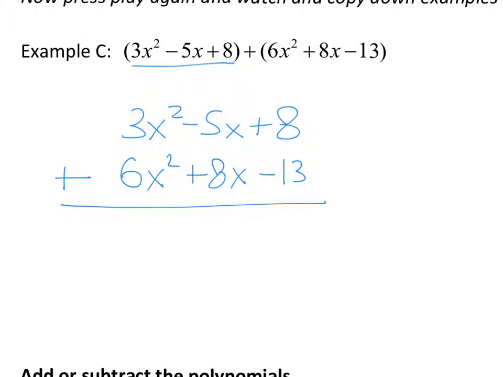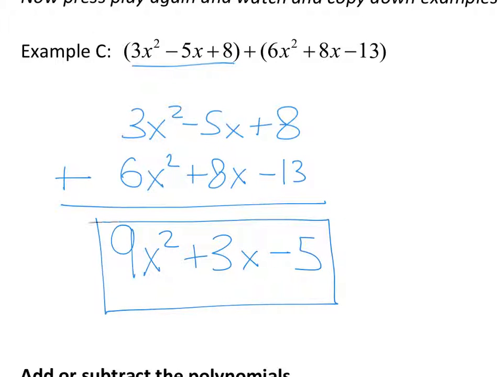And now I'm just going to add my like terms together. So 3x squared plus 6x squared makes 9x squared. Negative 5x plus 8x equals plus 3x. And 8 plus negative 13 is minus 5. I don't have any more like terms. That's my final answer.